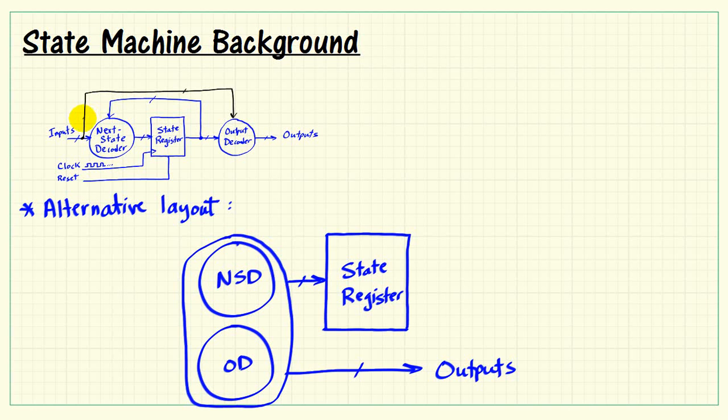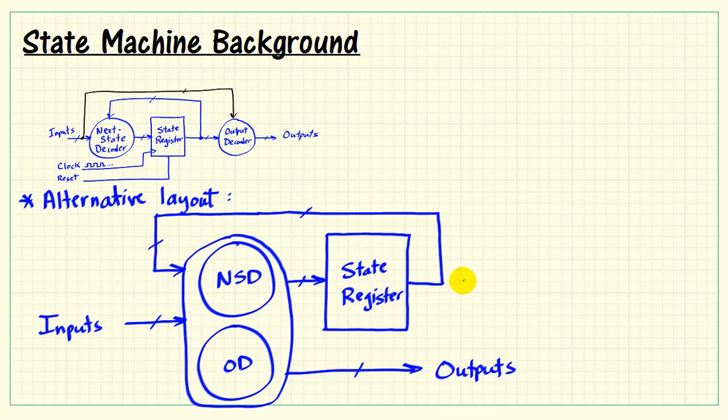Now this logic needs to look at the inputs as well as the present state. So we see that the inputs can be applied to both the next state decoder and the output decoder. Here's our feedback path. So again, we have the same circuit structure, just drawn slightly differently.